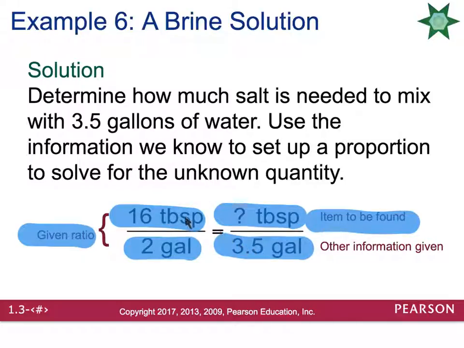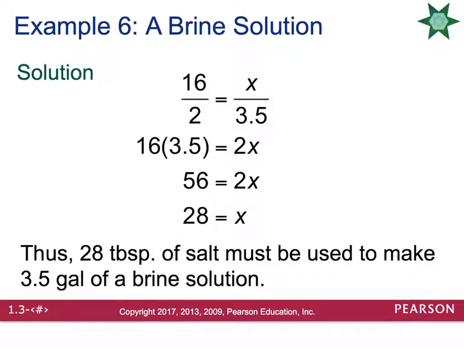And to solve this, we can cross multiply. So we can say this times this, 16 times 3.5 equals 2 times x, or whatever we don't know. When you have a proportion where you have a fraction equal to a fraction, we can cross multiply to solve that. So here's our proportion: 16 over 2 equals x over 3.5. We just didn't write the units down.